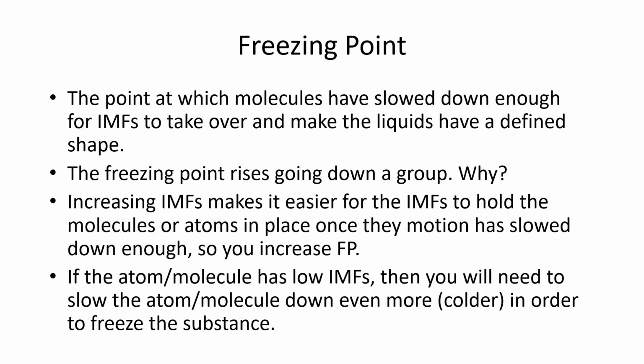And the freezing point normally rises when you're going down a group. Why? Because you're increasing the electron distribution, or you're increasing the number of electrons you have, and so you're increasing your intermolecular forces. Increasing intermolecular forces makes it easier for those intermolecular forces to hold the molecules or atoms in place once the motion of the group has slowed down enough, and therefore you have a larger freezing point. Okay. If the atom or molecule has a low IMF, then you need to slow the atom or molecule down even more, meaning colder, lower freezing point, in order to freeze the substance.